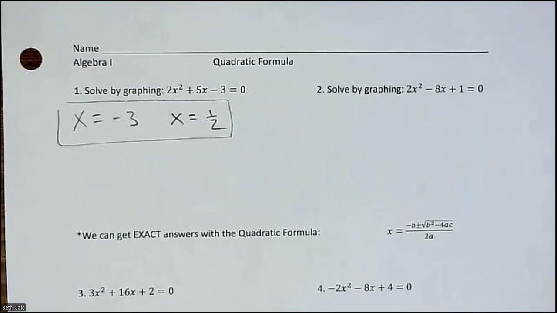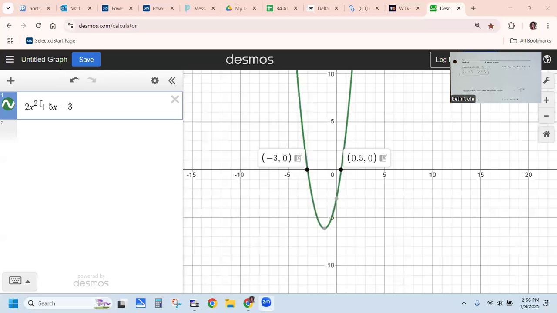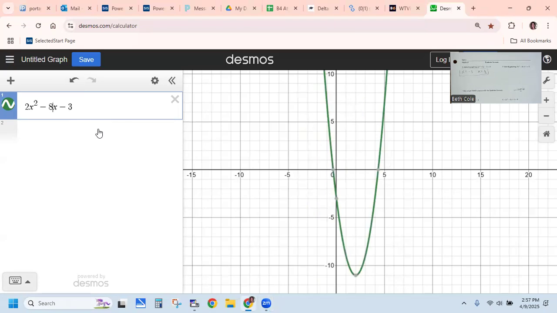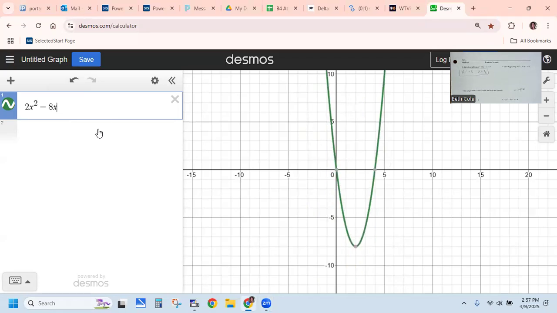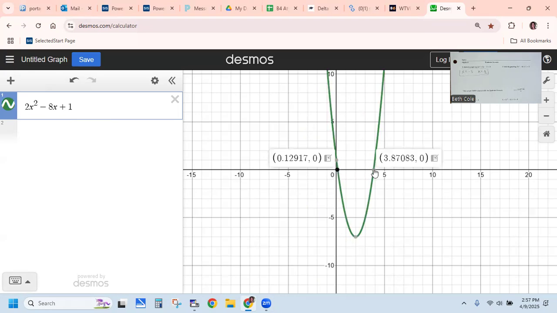So again, I want you to just watch. I'm going to type that next one there. 2x squared minus 8x plus 1. And I'm going to click on the intercept. But yeah, that was it. Easy peasy, right? I was like, you always say that. Easy peasy, lemon squeezy.